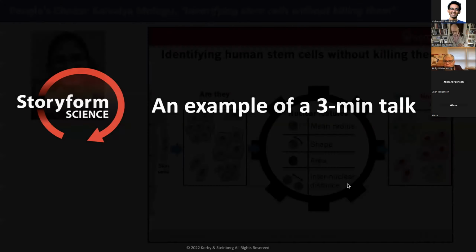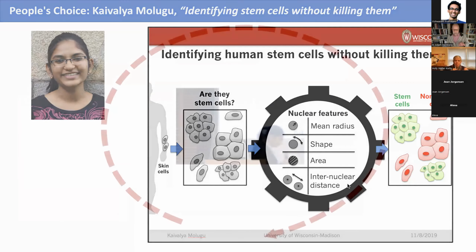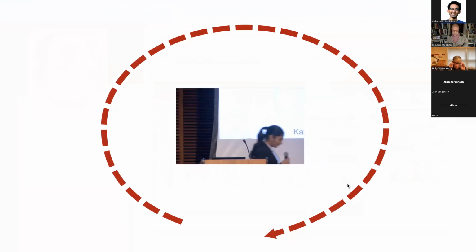So here's Kavlia, right? This was the story graphic that she came up with. I'm going to have her do her 3-minute talk. And as she hits each card, the card will appear on the screen. So you'll see how those cards are used in order in her talk, but you'll also hear her talk. Let me make sure I have the sound on. And here's her talk.